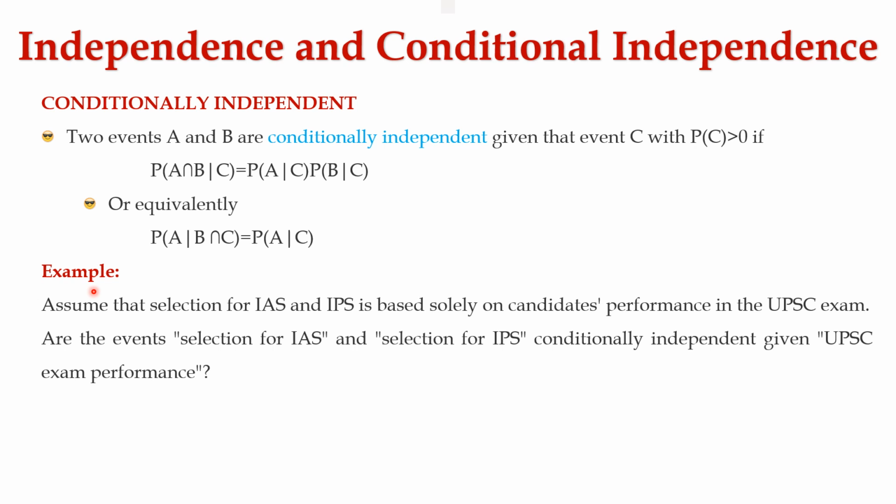Let's have an example. Assume that selection for IAS and IPS is based on candidates' performance in the UPSC exam. Are the events selection for IAS and selection for IPS conditionally independent given UPSC exam performance? This can be expressed as probability of IAS given IPS intersection UPSC is equivalent to probability of IAS given UPSC exam. So hope you are clear on independence and conditional independence of events.